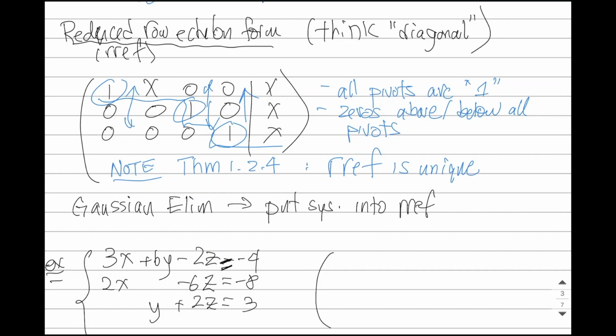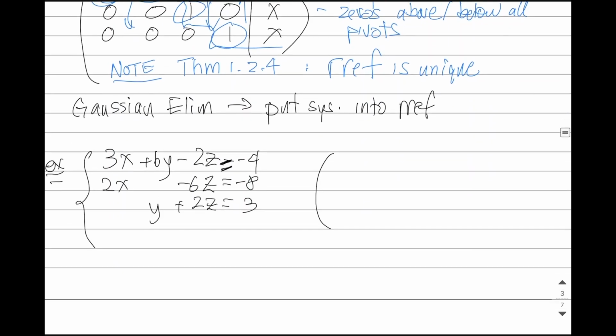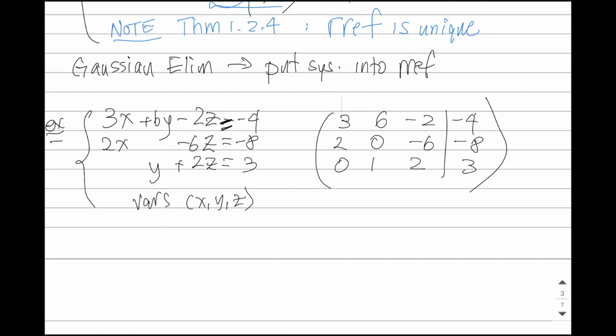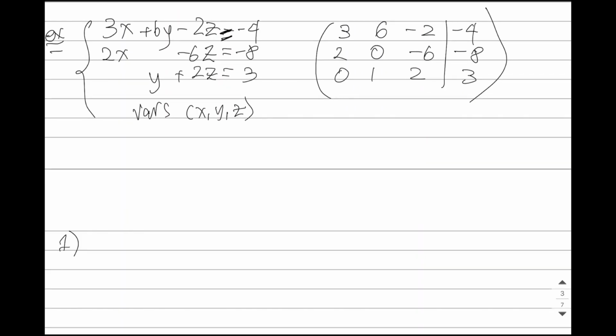So I want to walk you through how to do it. I'm going to take this particular system. The variables in this particular system are x, y, and z. It's got 3 equations, 3 unknowns. Put this into augmented matrix form. That's the system that I'm going to work with. We want to create reduced row echelon form.